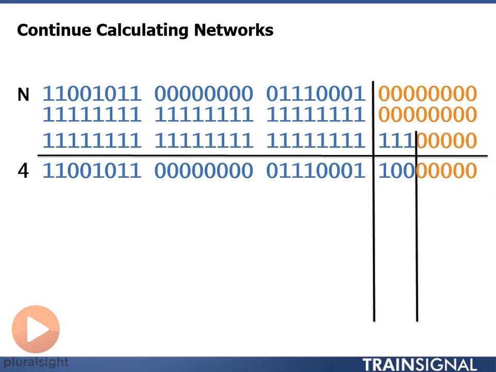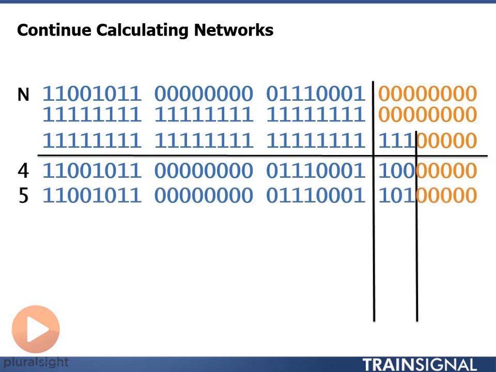I can keep counting. Now I'm going to skip the step where I do the first host, last host, and broadcast address, because that just repeats itself. First host is going to be the network address plus 00001. The last host is going to be network portion plus 11110. And my broadcast address is going to be network portion plus 11111. So we're going to skip that from now on and just calculate the network address.